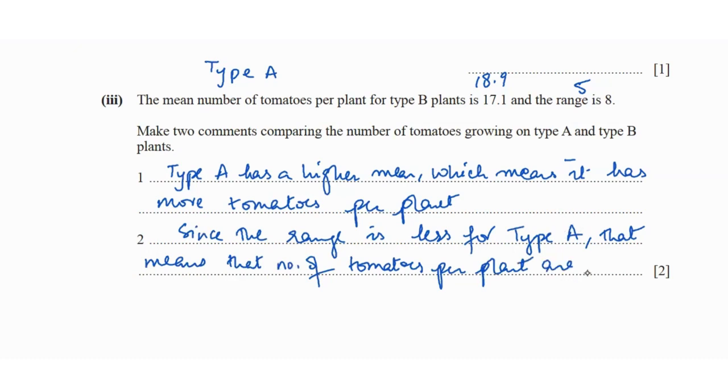are more consistent. So always remember that the value of range comments on your consistency, and the value of mean comments on how much product is being produced. So if your range value is small, that means there's less difference between the maximum and minimum value, which means the results are more consistent. If the range value, the difference between the maximum and the minimum value, is very high, that means your results are more inconsistent. And for the mean, if your mean value is higher, that means you're obviously producing more product. If your mean value is lower, that means you're producing less product.